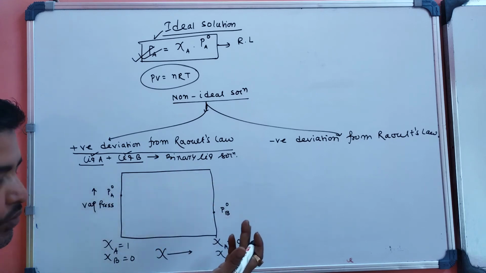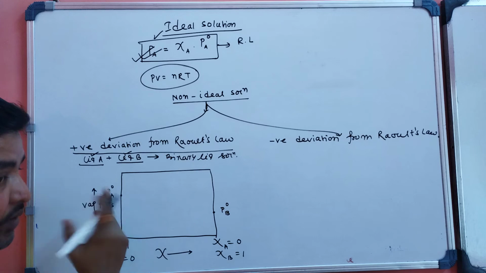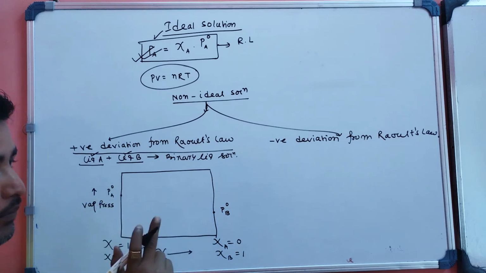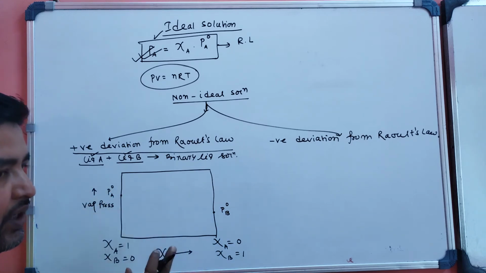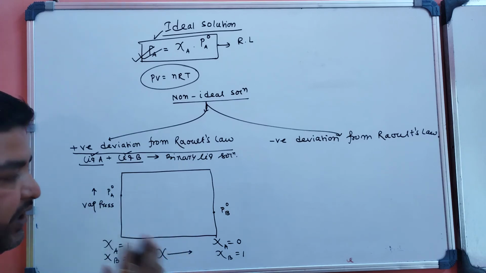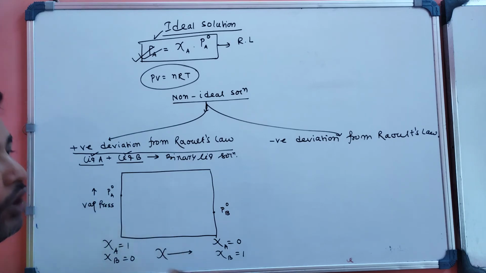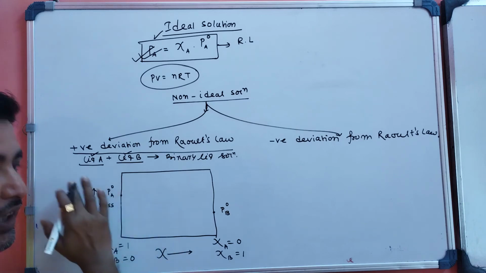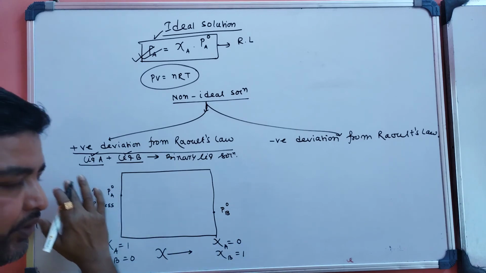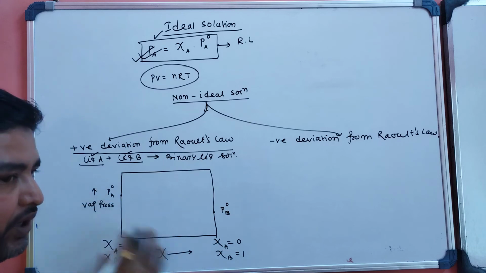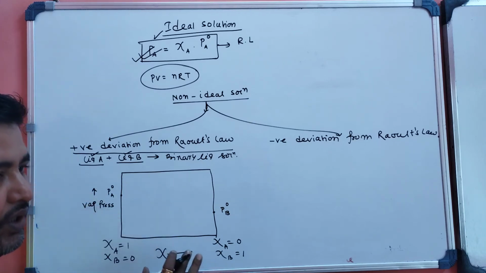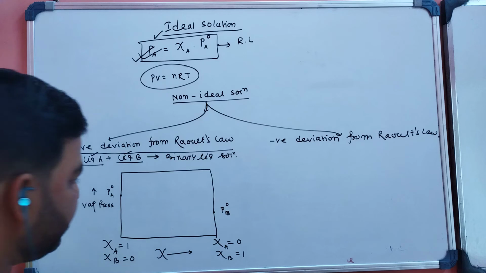You can consider the reverse also, P naught B higher than P naught A. But remember that they cannot be the same. The vapor pressure of two different liquids at a particular temperature cannot be the same, because if it is the same, it indicates the force of attraction between the molecules is the same, or the molecules are the same. Suppose you mix some water in water, then you will not get a solution. Different liquids have different molecules, and since they have different molecules, the force of attraction is different, and that's why the vapor pressure is also different.